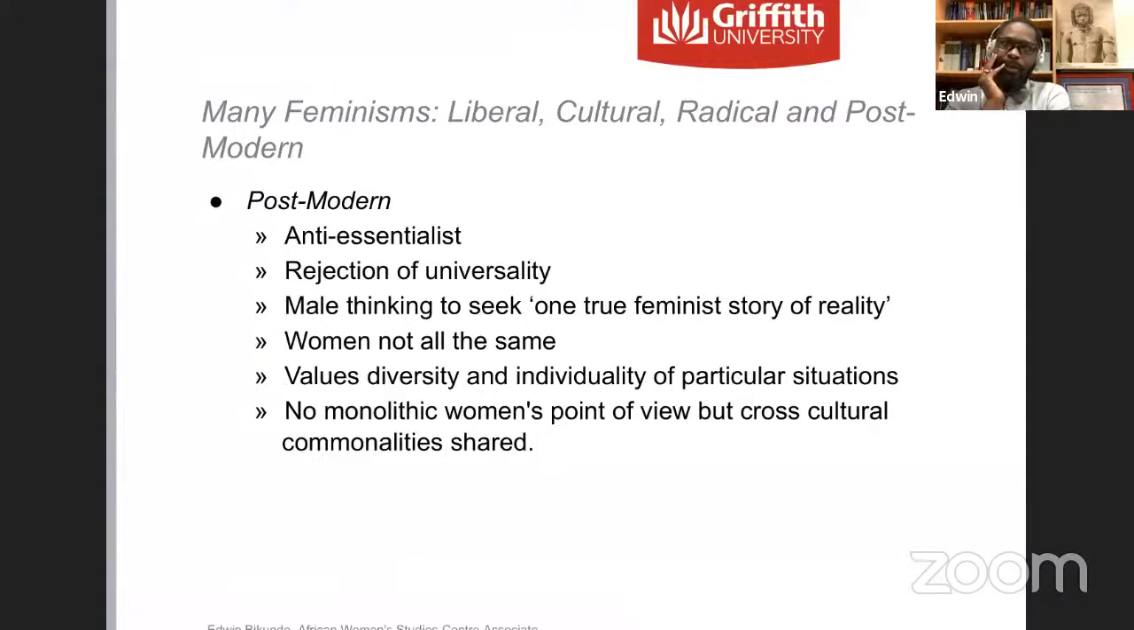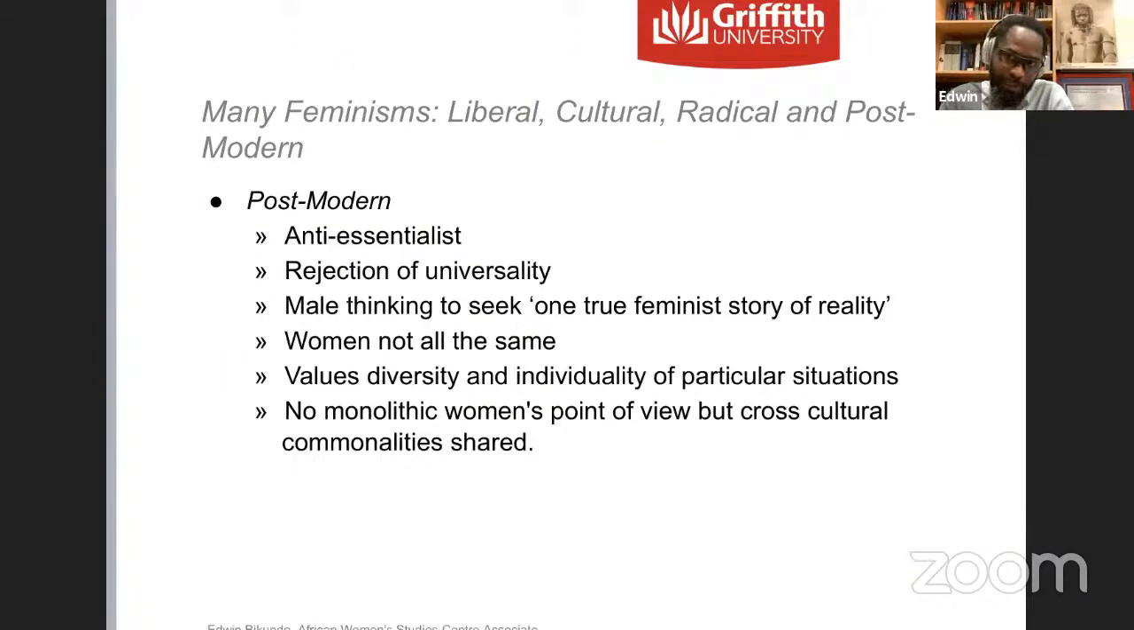So that's first and second generation. Now, third generation is probably best exemplified by postmodern feminism. And postmodern feminism, just like postmodernity itself, is anti-essentialist. It says there's nothing essential to distinguish between women and men. And also, there isn't any monolithic point of view whatsoever from which you can identify any essences between men and women or male and female. So clearly they reject the idea of universality, that there's one point from which you can explain everything, or one point from which you can reform everything. And they actually say that it's a form of male thinking to seek one true feminist story of reality.